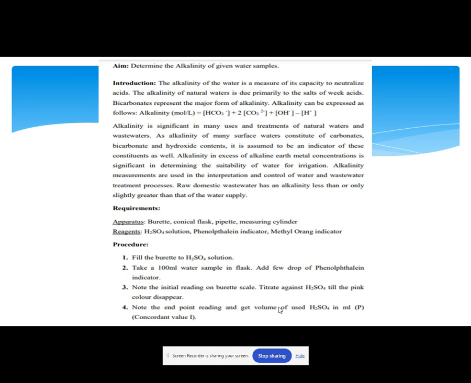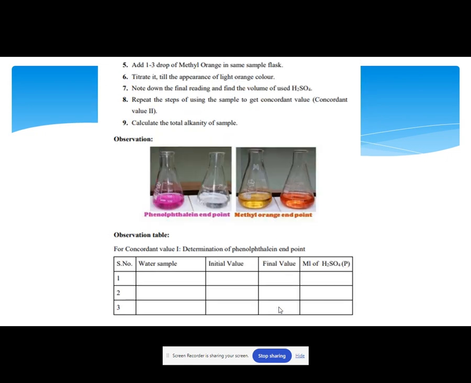So for this experiment we take any acid, fill it into the burette, then we pipette out the water sample, then titrate it with HCl. Before titrating, we add a few drops of phenolphthalein. Pink color appears. Then after titration, this pink color disappears. That is recorded as the phenolphthalein endpoint. Now in the same flask, we add a few drops of methyl orange indicator. Here the color appears yellow. On titrating with HCl or H2SO4 or any acid, it changes to red color.